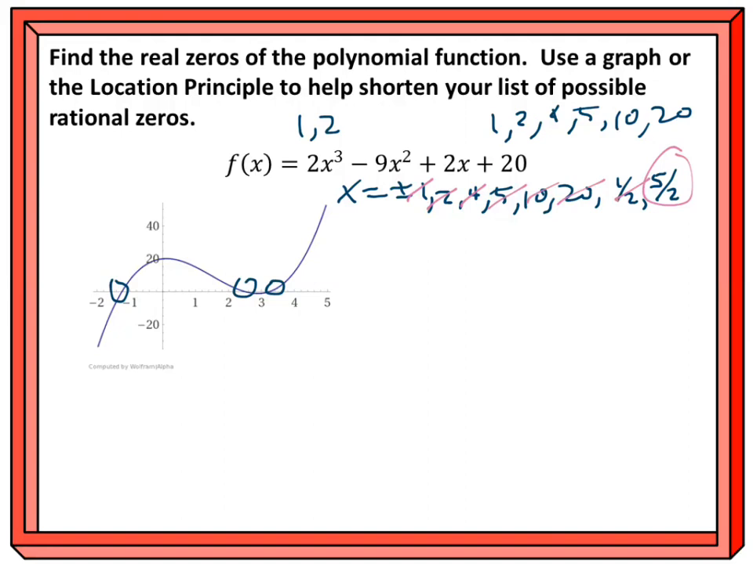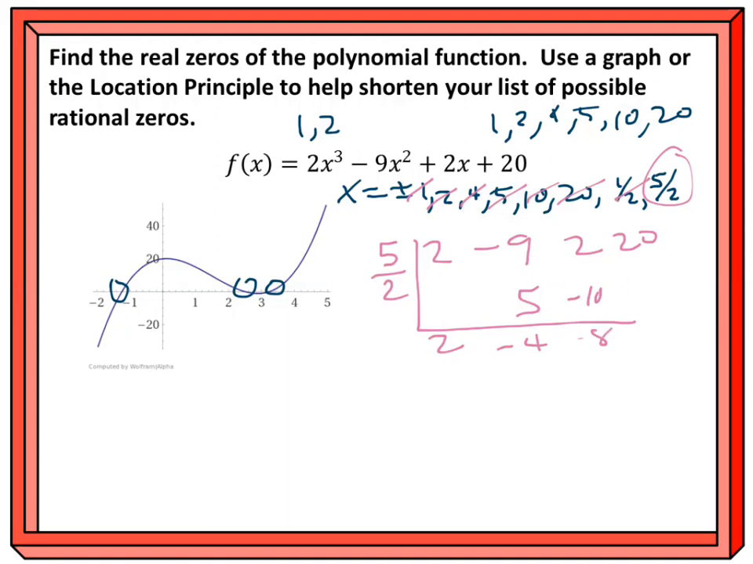So I'm going to test out, synthetically divide this by 5 halves, put that on the outside of the box. I got a 2, a negative 9, 2, and 20. 2, 5, negative 4, negative 10, negative 8, and negative 20. Huh, look at that, worked. Okay. So now, since I am only finding the zeros, I do not have to factor this.